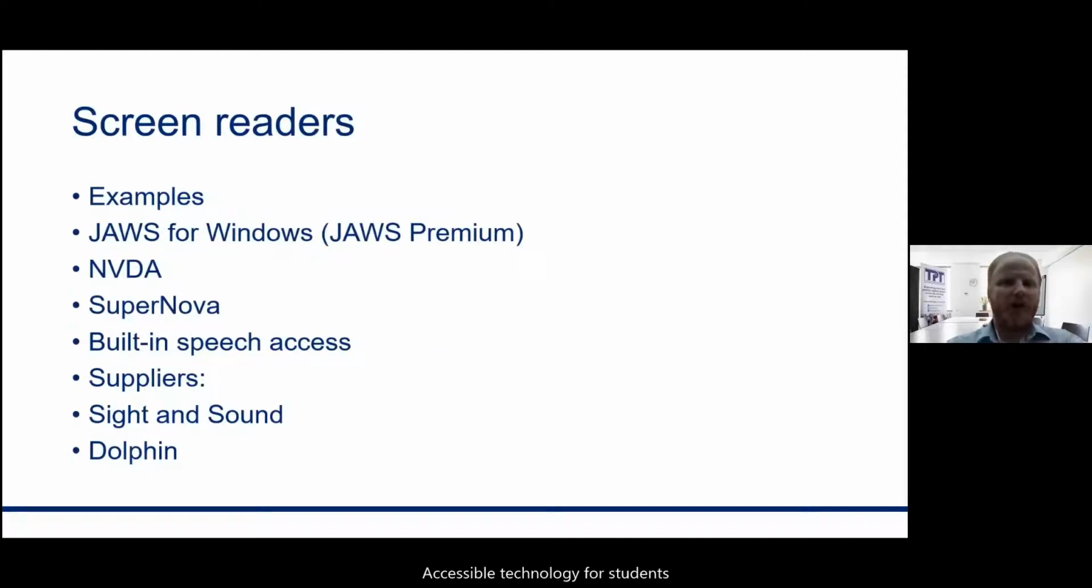So I touched on screen readers already. Here are a few examples. I've already mentioned JAWS when talking about the Focus Braille display equipment. JAWS also supports, certainly JAWS and NVDA support, the Orbit Reader and the Brilliant Braille display equipment. Both NVDA and JAWS support both of those.